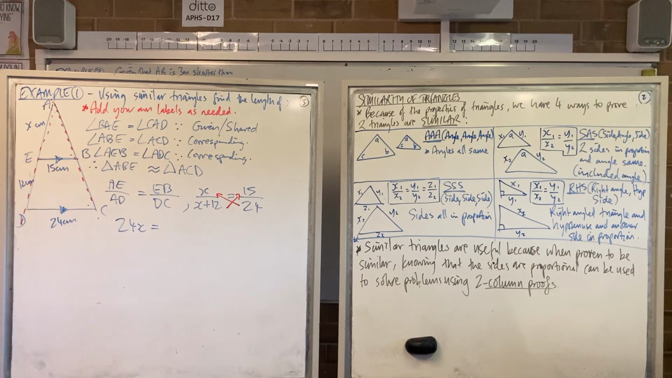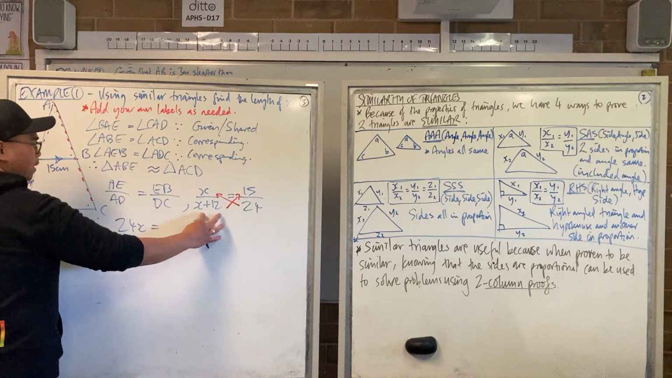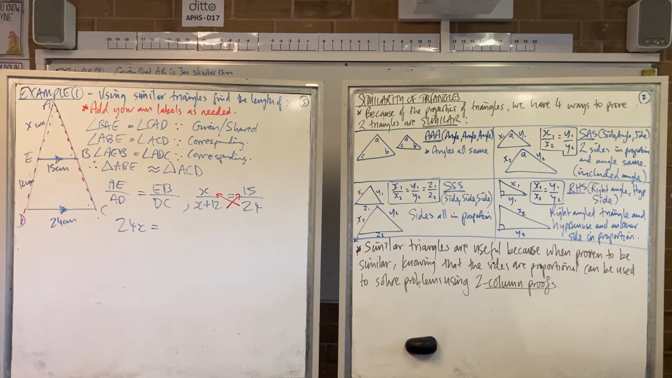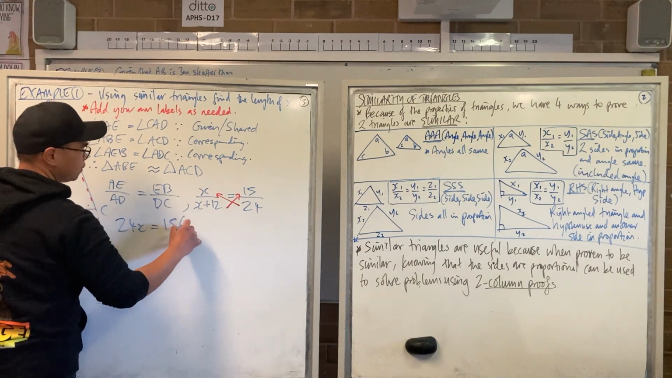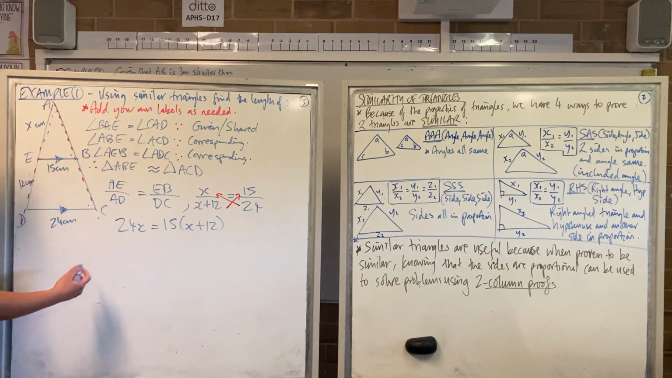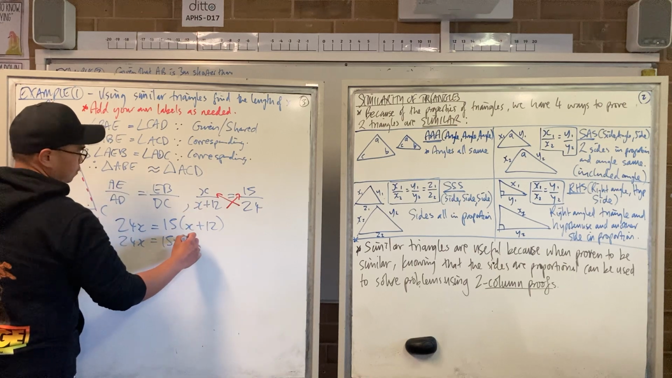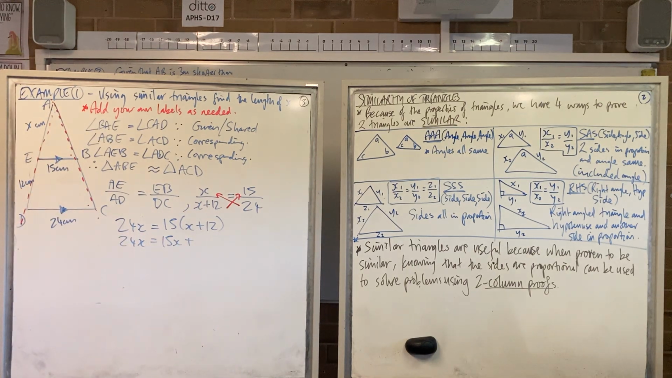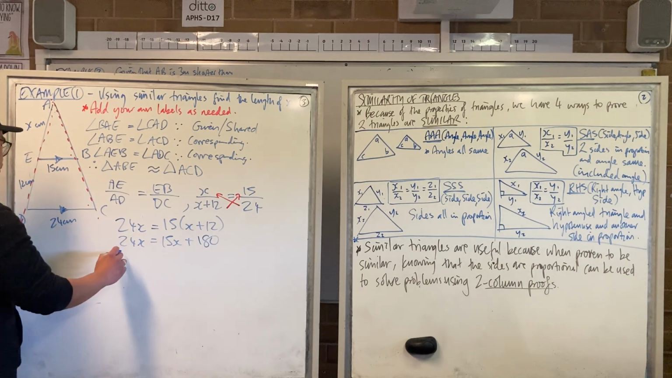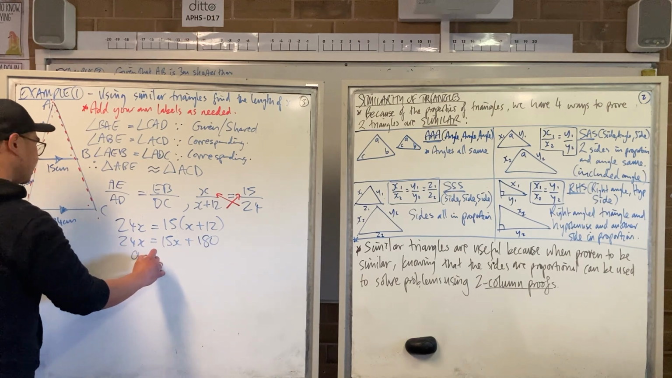24x is equal to, careful now, I'm multiplying by a complicated set of terms. What should I put around those to keep it good? So it's going to be 15 lots of x plus 12. Expand that: 24x equals 15x plus 180. Do I have x's on both sides? I can't solve something if I have x's on both sides. So what's the opposite of positive 15x? If I took 15x from that, what am I going to have? 9x is equal to 180.